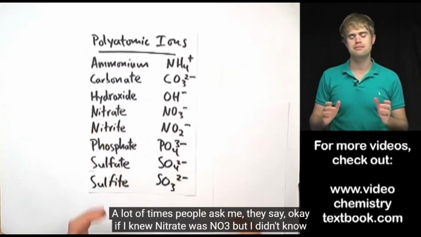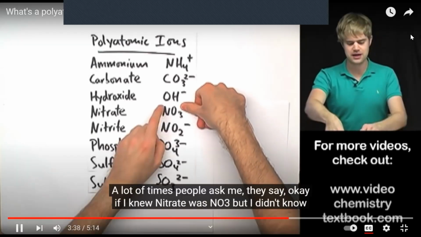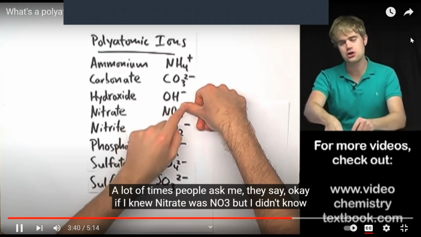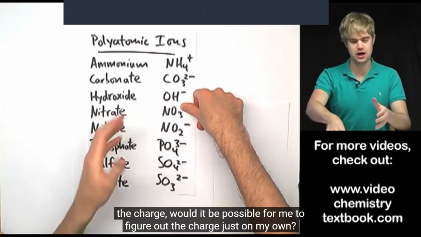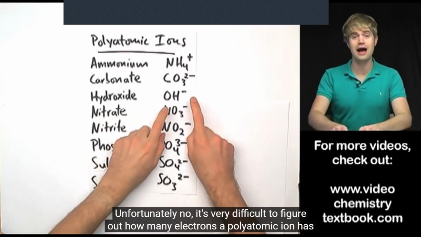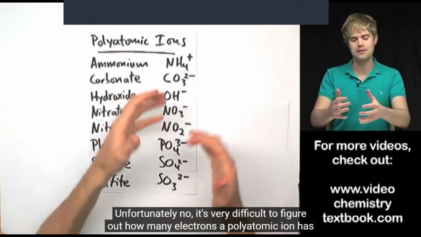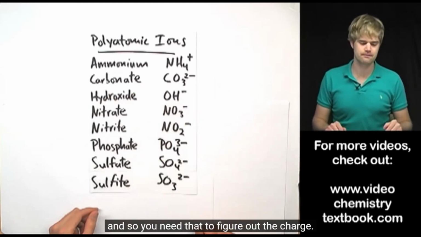A lot of times people ask me, okay, if I knew that, say, nitrate was NO3, but I didn't know the charge, would it be possible for me to figure out the charge just on my own? And unfortunately, no. It's very difficult to figure out how many electrons a polyatomic ion has, and you need that to figure out the charge.